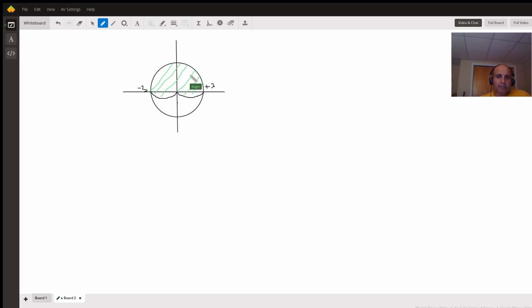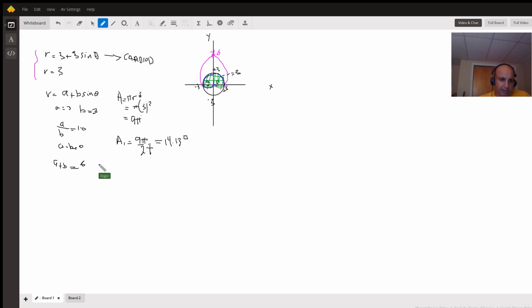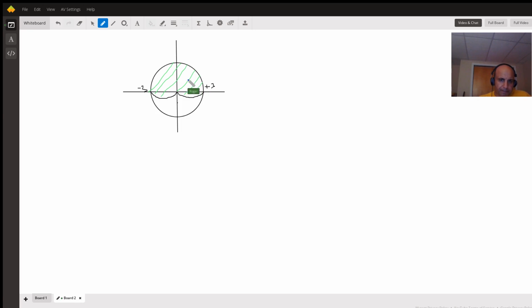So we know for sure that the half of that circle, we said it was what? 14.13 square units plus these little areas here. And this is, like I said, we're just trying to approximate at this point. What's it going to be? We're going to solve it by integration, but we're just going to approximate it right now.